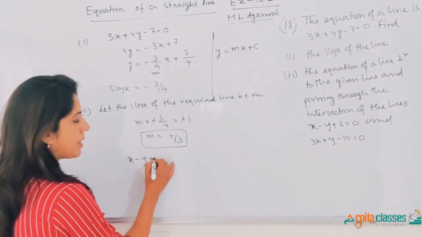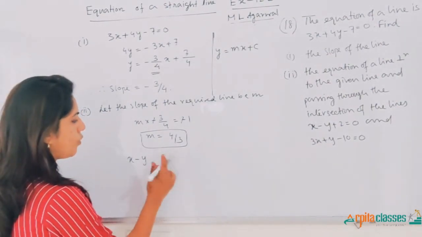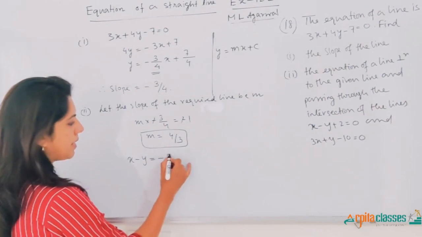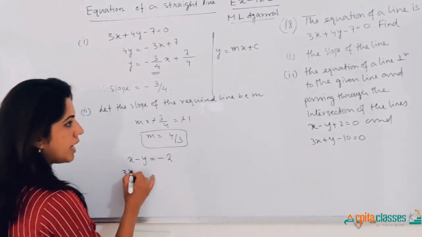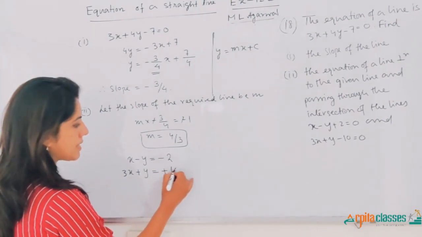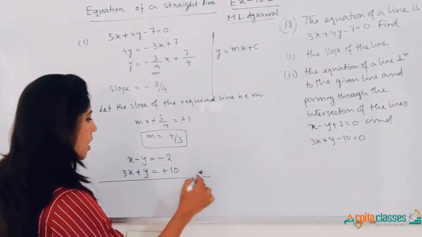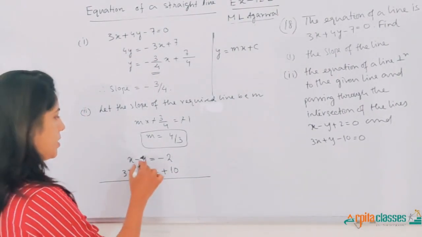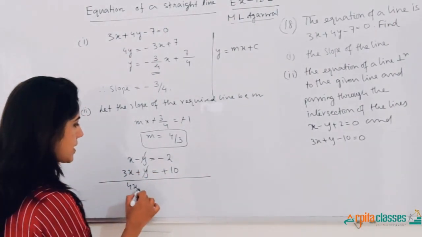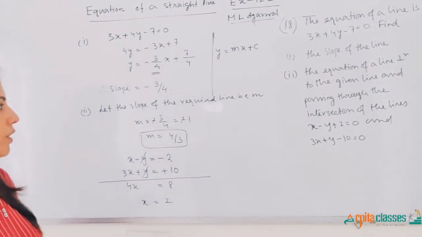x - y + 2 = 0, I will just write it as x - y = -2, sending plus 2 that side. And the other equation is 3x + y = 10, sending minus 10 that side, it will be plus 10. Okay, so now we can solve it by the elimination method basically. So y and y get cancelled, 4x = 10 - 2 = 8, so x = 2. So we got the value of x.